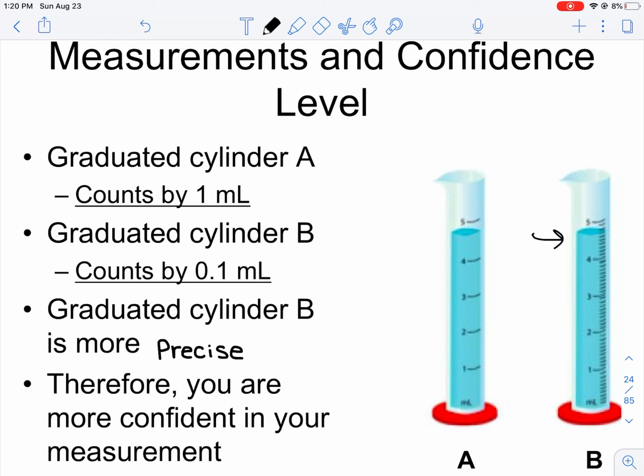So you can see cylinder A counts by 1 mil, right? The volume is in milliliters with our graduated cylinders. There's going to be times where, of course, we're going to convert it to liters, and I'll show you how to do that coming up here soon. But volume with our graduated cylinders is always in mils.